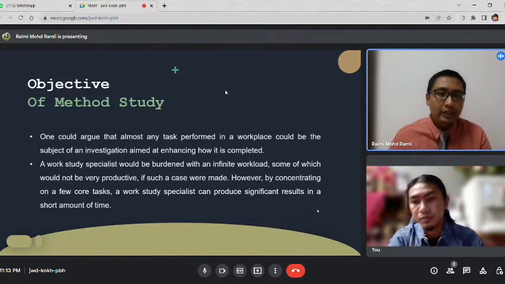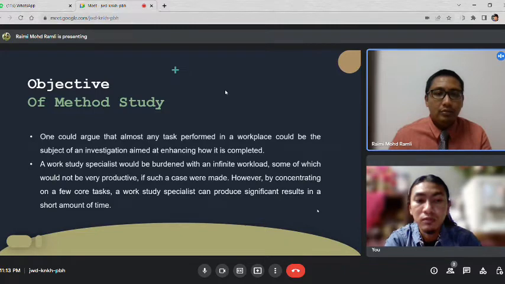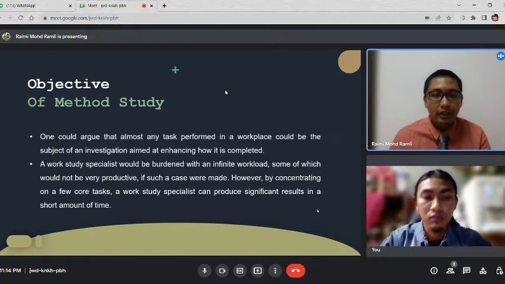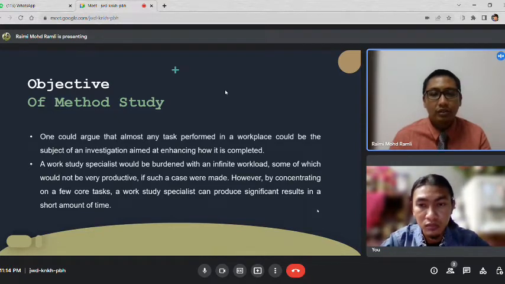Objective of method study. One could argue that almost any task performed in a workplace could be the subject of an investigation aimed at enhancing how it is completed. A work study specialist would be burdened with an infinite workload, some of which will not be very productive, if such a case were made. However, by concentrating on a few core tasks, a work study specialist can produce significant results in a short amount of time.